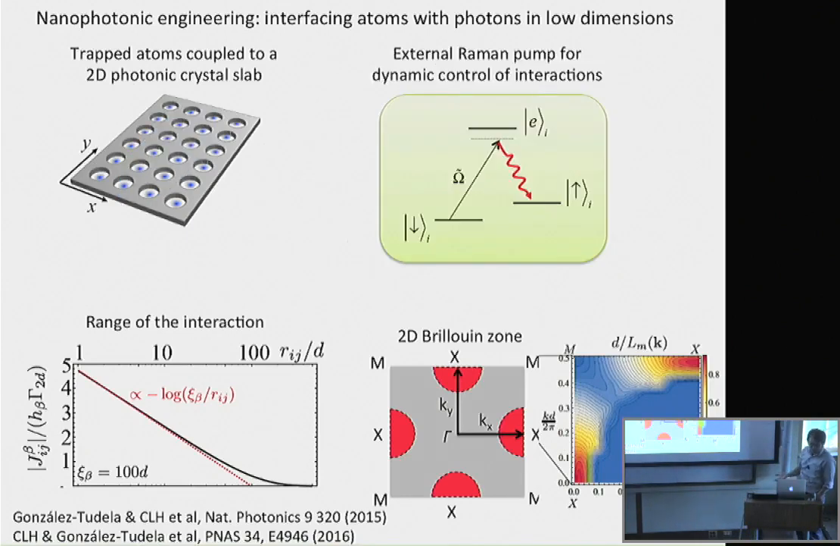Or we can also again use atoms to engineer spin models, using two-photon Raman processes, and then we can engineer spin-spin interactions using this 2D photonic system.